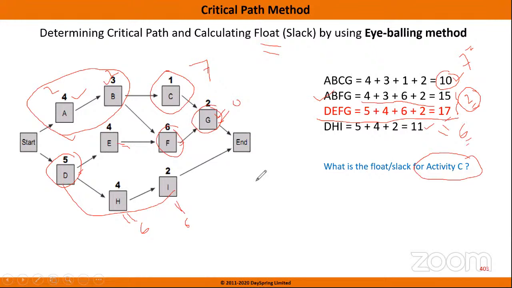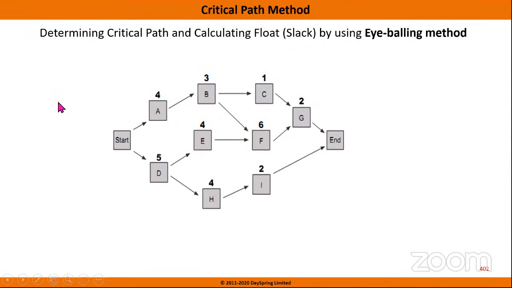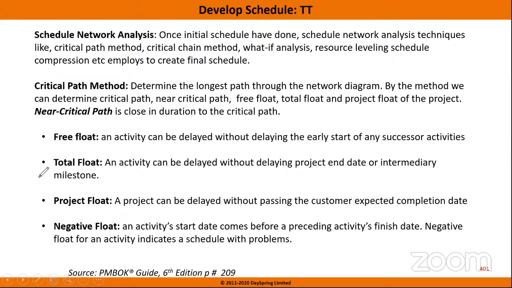So this way you can calculate the float, and this float is known as total float, because it is talking about the total float in the network path. All right. And there are other kinds of float here. I have just mentioned total float, and another type of float is known as free float. So what is free float? For example, 2 activities, A and B.